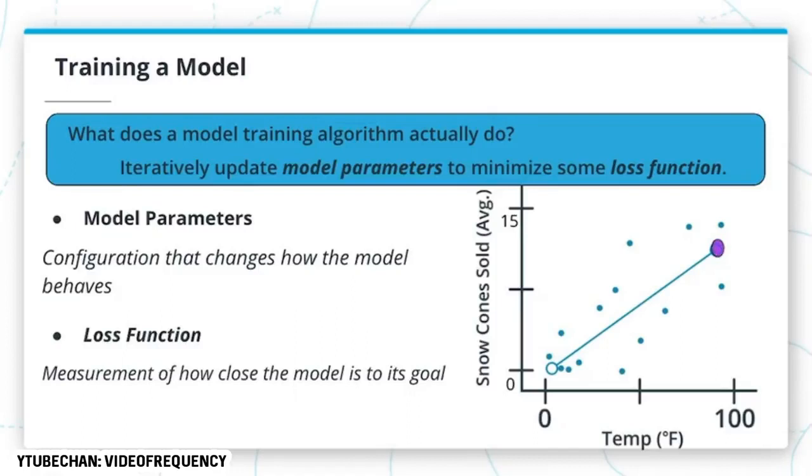Here's a concrete example. Imagine that your model predicts you would sell 12 snow cones on a day where the temperature is 95. Our historical data shows the number of snow cones sold is 15. The difference between 12 snow cones predicted and 15 actual snow cones sold, which is, as you can see, 3, is what the loss function seeks to minimize. In practice, you will likely use one of several common loss functions for most problems.